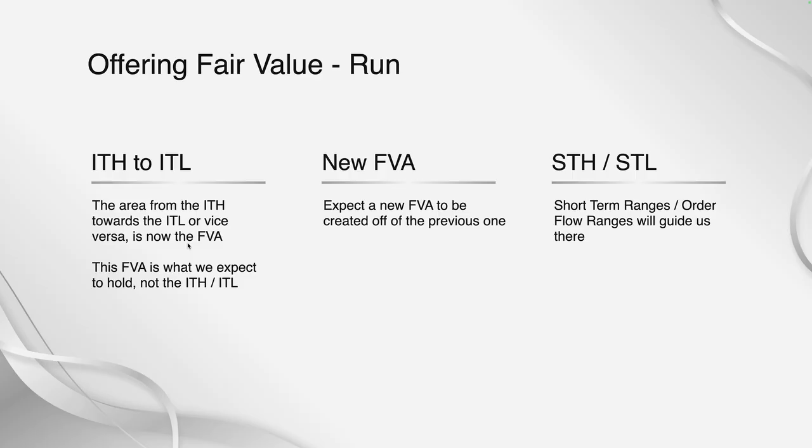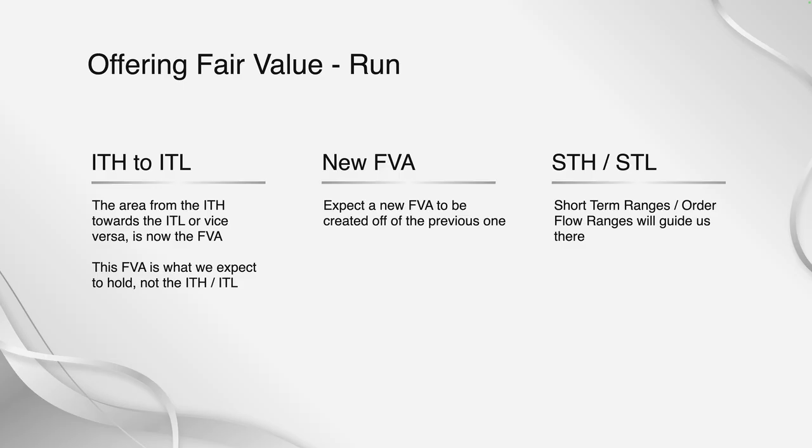So the example we just had on GBP US dollar, the intermediate term high towards the intermediate term low is actually the fair value area. So that is where we are going to offer fair value. So this fair value area is what we expect to hold, not the intermediate term high or intermediate term low. And what I mean by that is oftentimes people have it wrong about market structure, not necessarily wrong, but if we expect an intermediate term high or intermediate term low to hold, we expect the fair value area to hold. So we expect us to offer fair value to then continue higher.